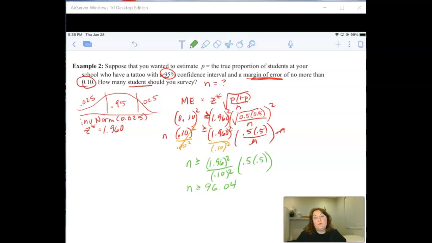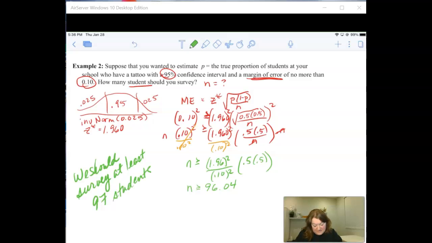96.04. So again, we want to make sure we answer the question, how many students should we survey? Well, if they're saying I need to be above 96.04, 96 is not going to cut it. I need to be above 96. So I would say we should survey at least 97 students, right? So the smallest group that I could survey and make this work within that margin of error is going to be 97 students. But yeah, I could certainly do more, and then for sure my margin of error would be within 10%.